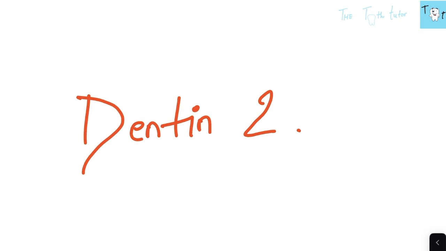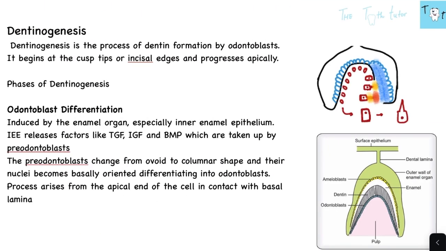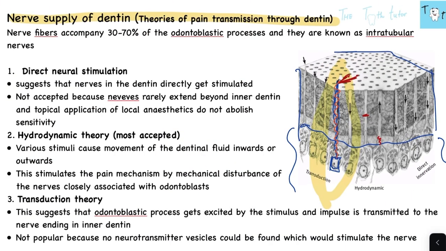In this lecture, we'll discuss the theories of pain transmission. Okay, so the nerve supply of dentin. Then we'll talk about dentinogenesis and then the types of dentin. The types of dentin, you'll understand that better once you know about dentinogenesis. Okay, so starting with this topic, theories of pain transmission.